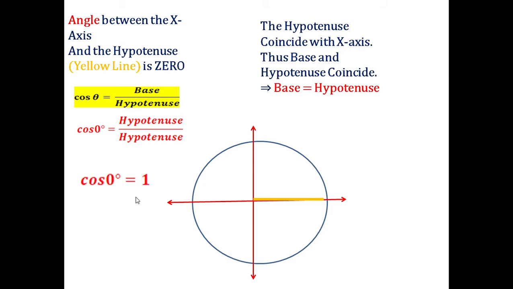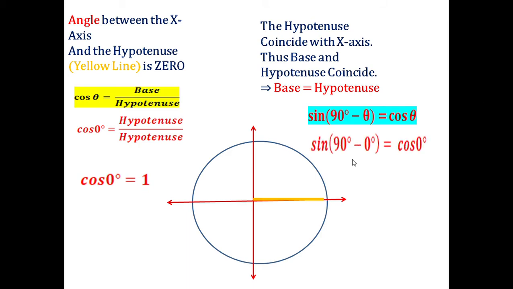Now this relation is known to us, sine of 90 minus theta is equals to cos theta. Again, if we put theta equals to 0 degree, then we shall get sine of 90 minus 0 is equals to cos 0. Thus sine 90 is equals to cos 0, and cos 0 is 1. So sine 90 is 1.